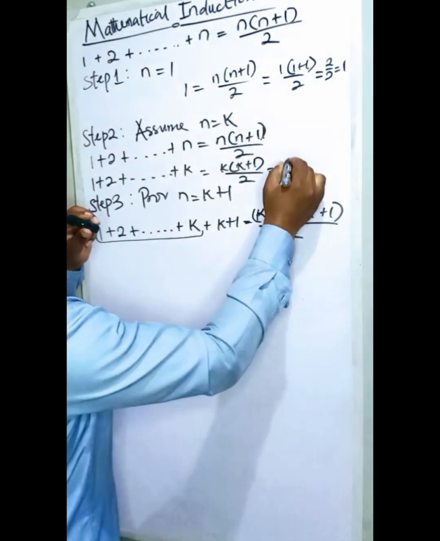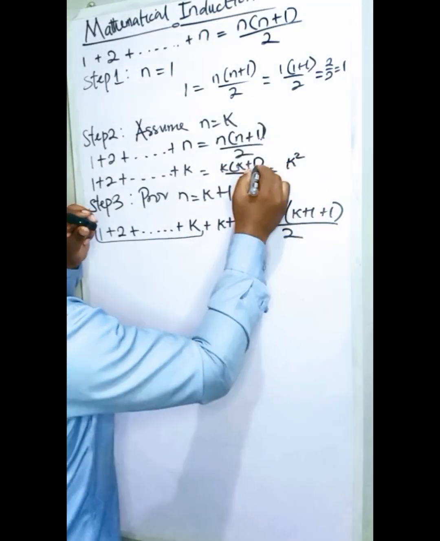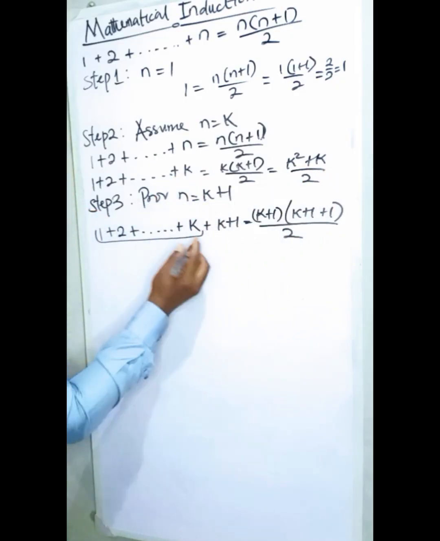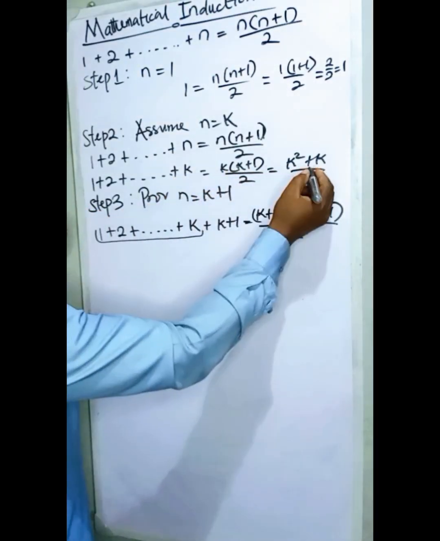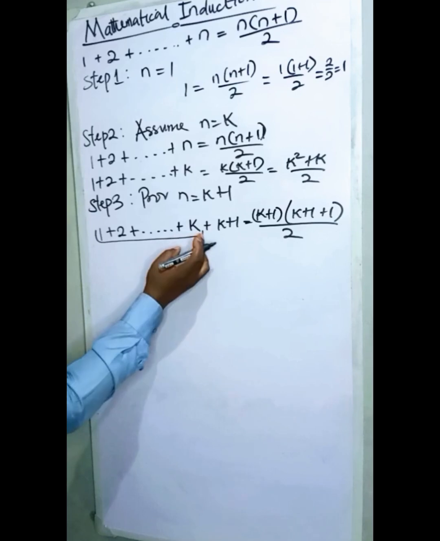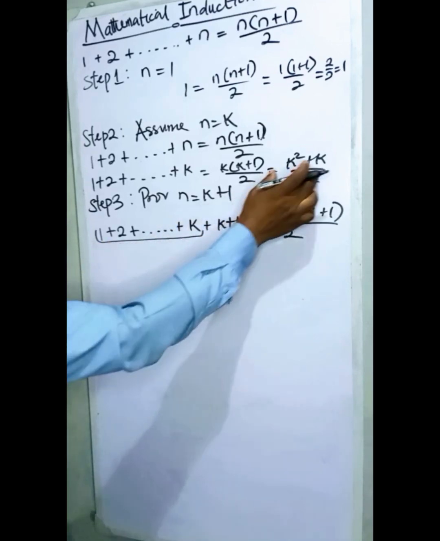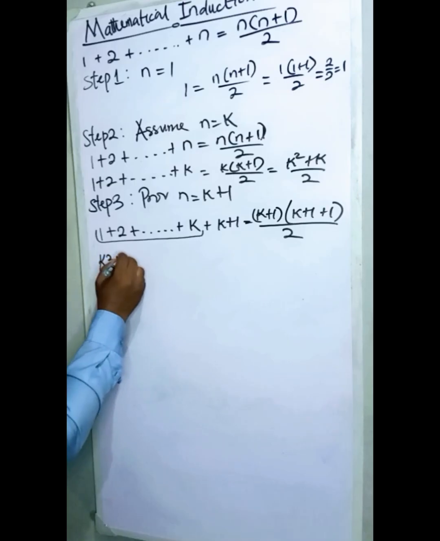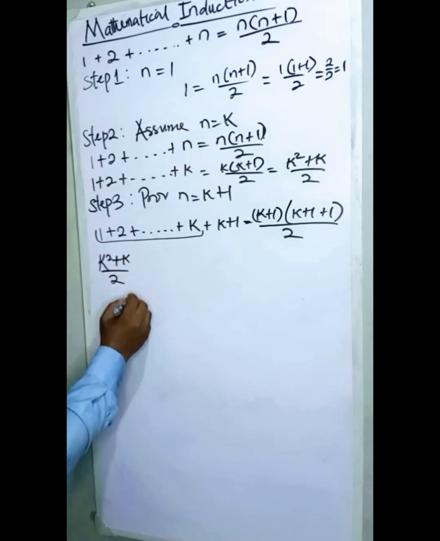K times K is going to give us K squared. Then K times this is going to give us plus K all over 2. So this series here is the same thing as what we have here. So I'm going to bring in this here. Instead of writing this long series, I'm just going to replace it with this. That means we're going to be having K squared plus K all over 2.